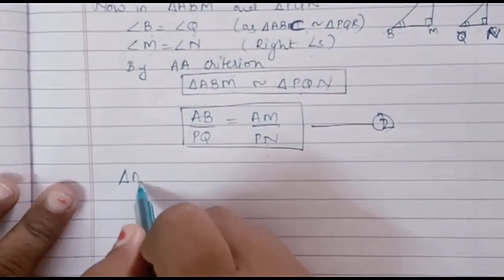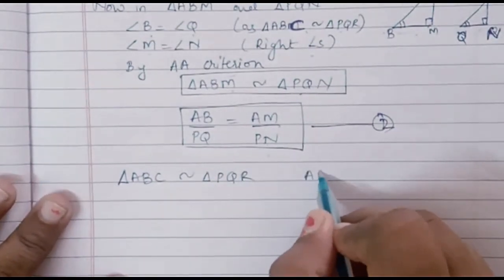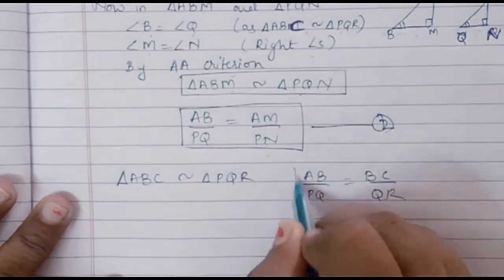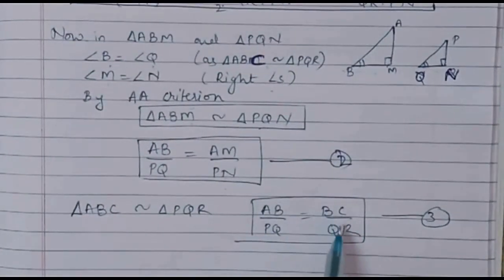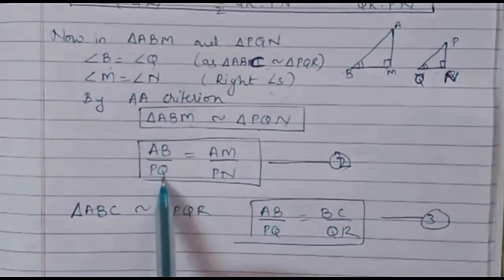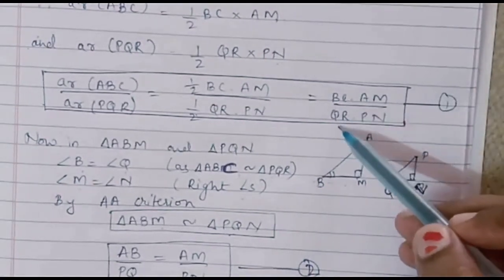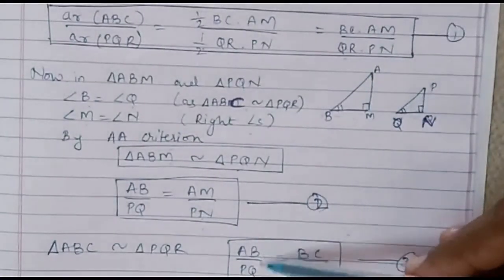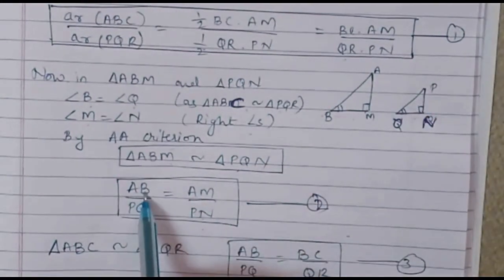Earlier in the data it was given that triangle ABC is similar to triangle PQR. So we can also write AB upon PQ is equal to BC upon QR. Now using results number 1, 2 and 3, you can compare. In place of BC by QR, I can replace it by AB by PQ. Same way, AM upon PN can also be replaced by AB upon PQ in result number 1. So in result number 1, in place of BC by QR, I can write AB by PQ, and in place of AM and PN, I can again write AB upon PQ.